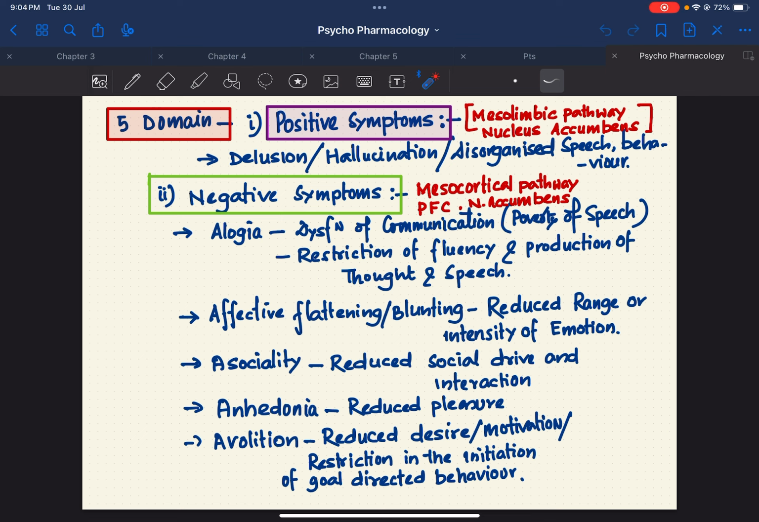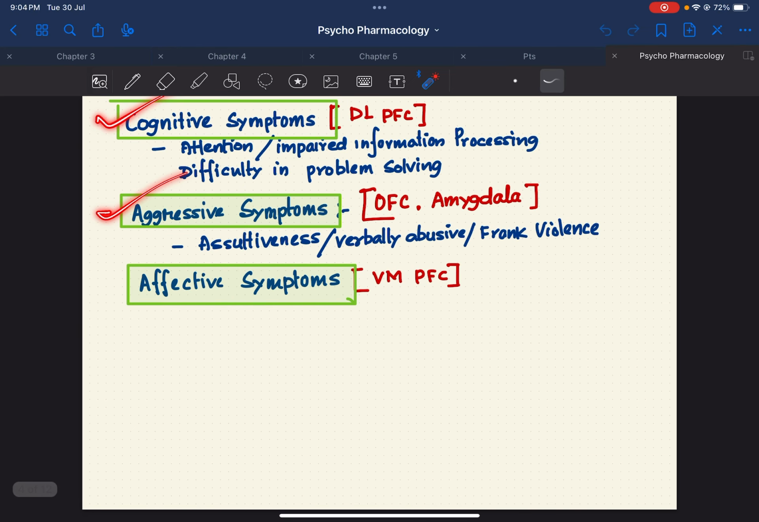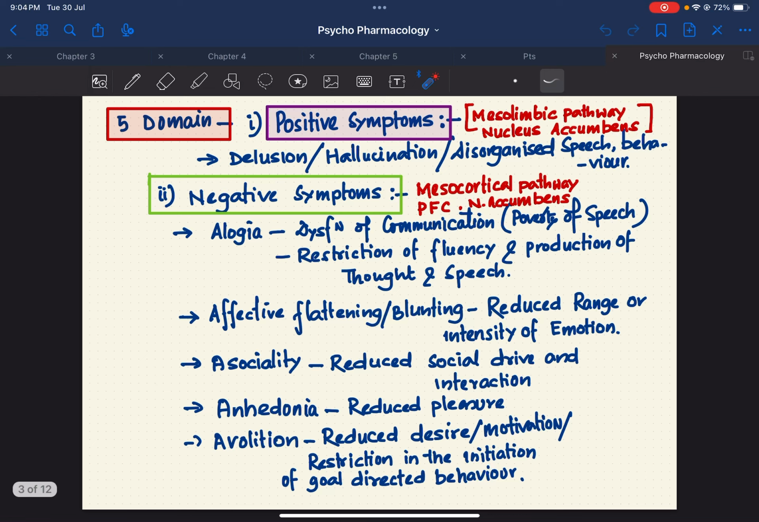Now in schizophrenia, we will talk about 5 domains, that is positive symptoms, negative symptoms, cognitive symptoms, aggressive and affective symptoms. Now positive symptoms are those added to the subject, that is delusion, hallucination, disorganized speech or behavior, which is normally not there, it's added. That's why they are positive symptoms. Remember, the most important pathway related to the positive symptoms is the mesolimbic pathway. That means the mesolimbic dopamine pathway will give you the positive symptoms.